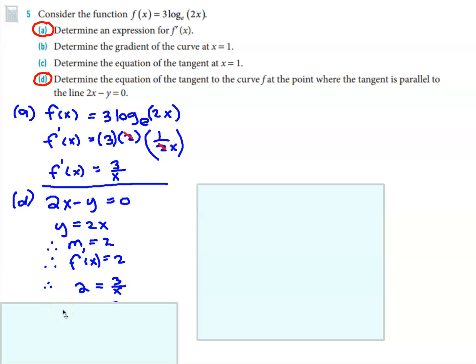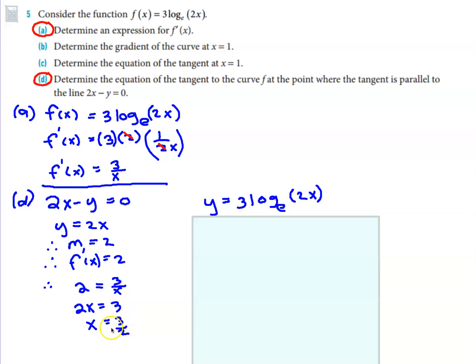Okay, now we've also got the expression for f dash of x, so that must equal 2, which is where that comes from. Multiply both sides by x, divide both sides by 2, and we get the x coordinate for the point that we're looking for. So again, you may wish to stop now, see if you can finish it off on your own.